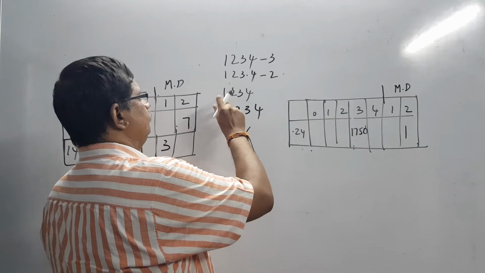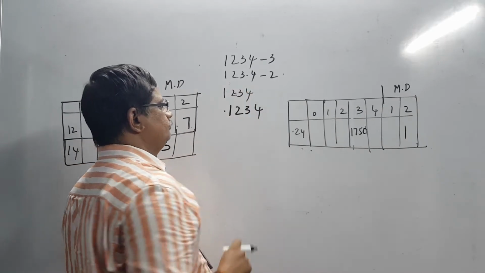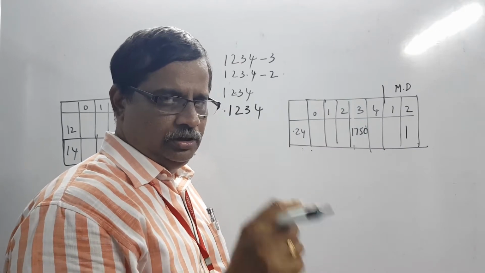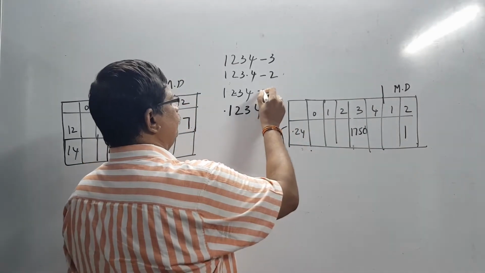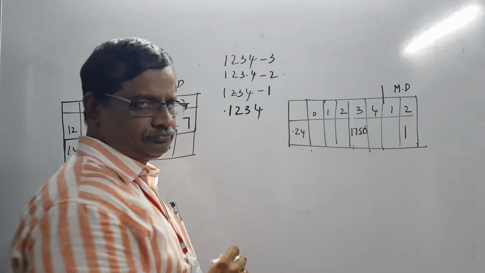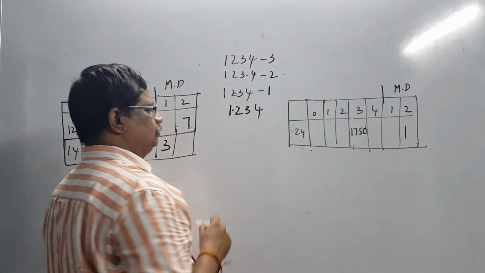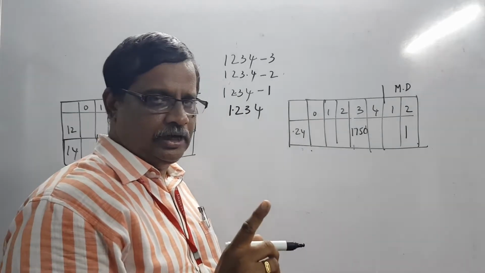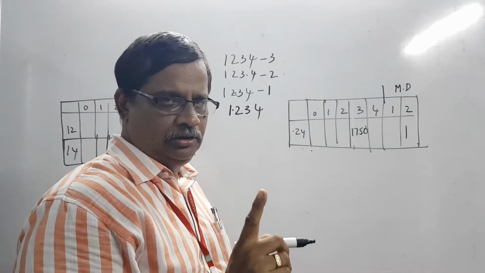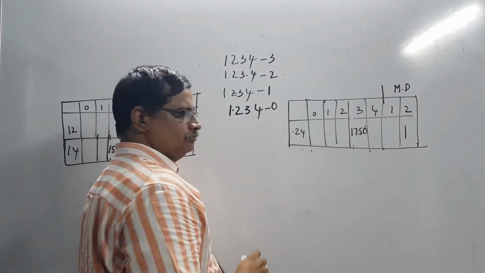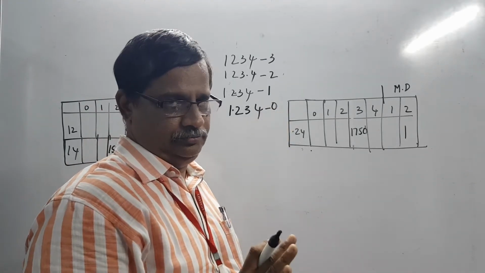Now the next number, 12.34. How many digits are there before the decimal? 2. Subtract 1. What will you get? 1. Clear? Now, suppose this is 1.234. How many digits are there before the decimal? Only 1. Subtract 1 from it. What will you get? 0. So the characteristic is 0.